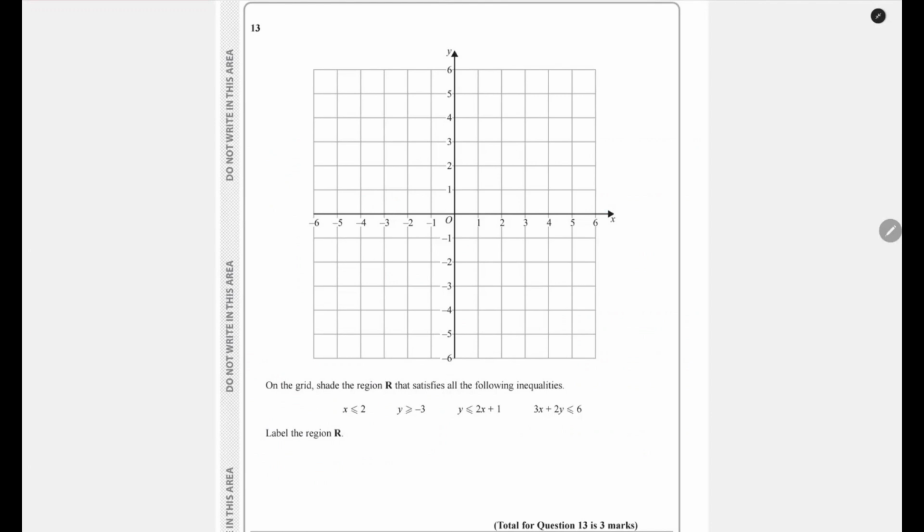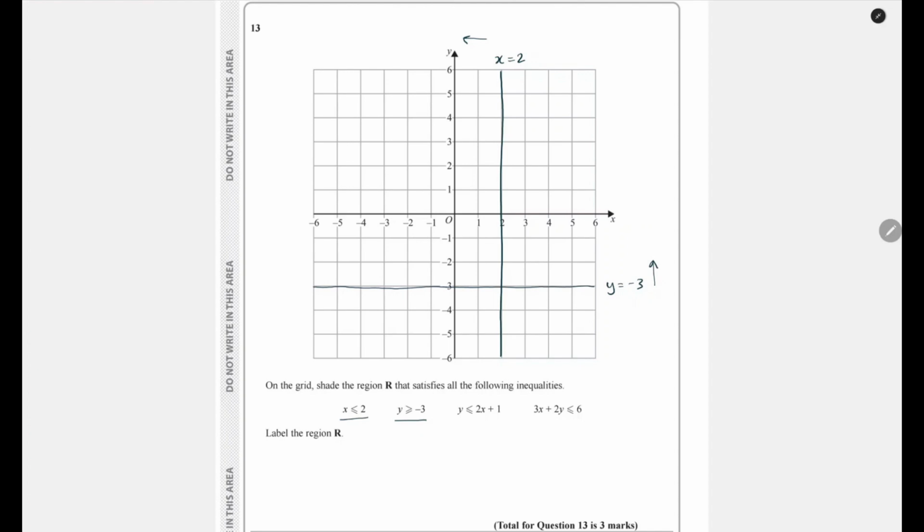Question 13 says, on the grid, shade the region R that satisfies all the following inequalities. Label the region R. So the first inequality is x is less than or equal to 2. So we're going to draw the line x is equal to 2, and it's going to be everything less than that. So everything to the left of it. The next one is y is greater than or equal to -3, and so y equals -3 is here. And it's everything greater than that, so everything above that line.